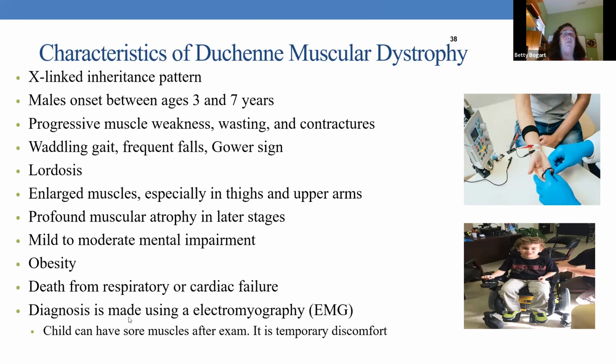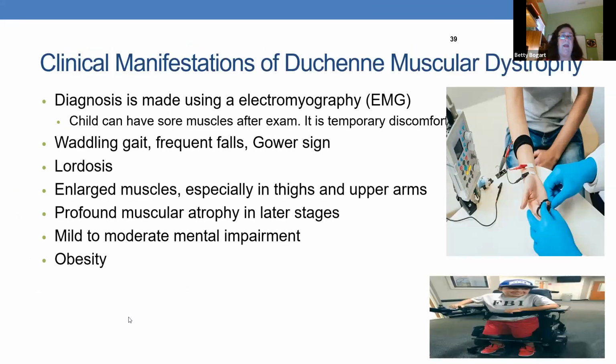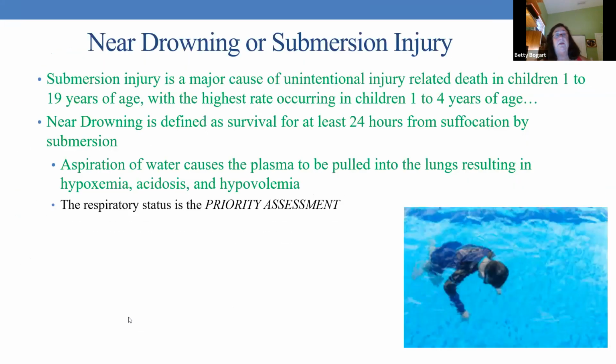So waddling, frequent falls, Gower sign, lordosis, progressive degeneration of their nerves, and it's usually respiratory and cardiac that in the end, will kill them.